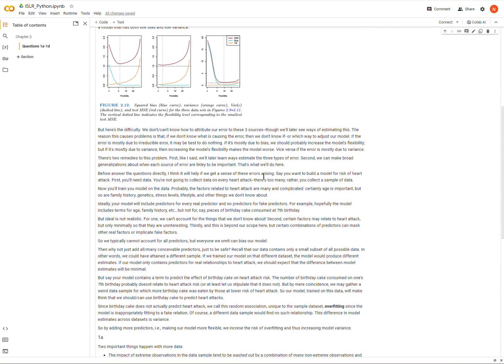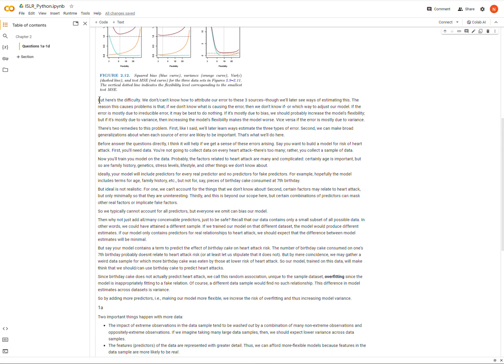Okay, so now I give an example here that I encourage you to read through on the Colab sheet. I'm not going to go through it here just because it's a little bit long. But the gist is this. Say we're building a model to predict heart attack, okay?